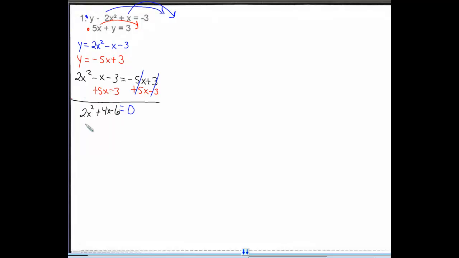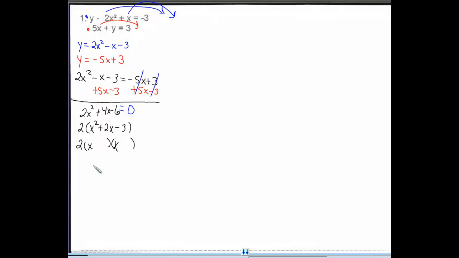Now all we need to do is factor. So to factor, let's pull out a 2. And that leaves us, 2 goes into 2x squared, x squared times. 2 goes into 4x, 2x times. And 2 goes into negative 6, negative 3 times. Now I can factor.